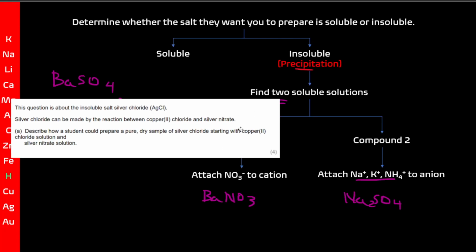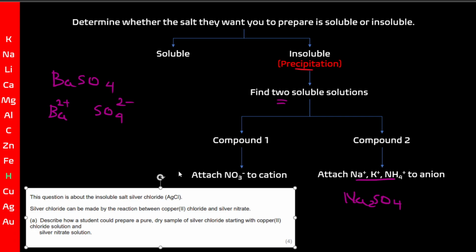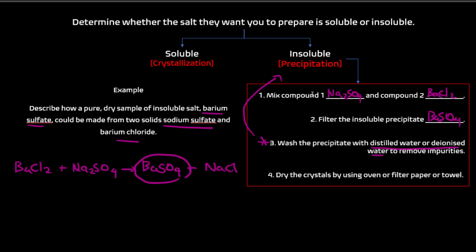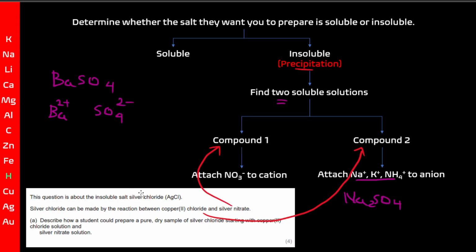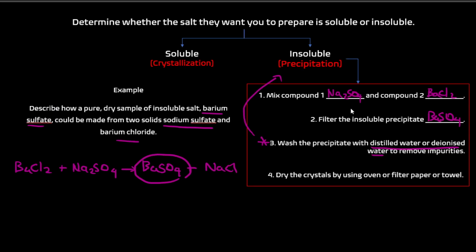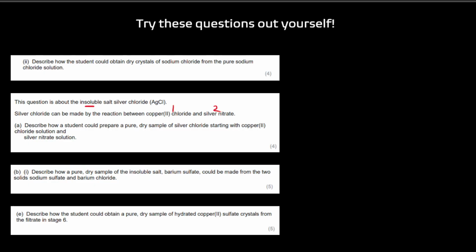In this question, they already told you what your compound 1 and compound 2 are going to be. Compound 1 would be your copper(II) chloride and compound 2 would be your silver nitrate. When they ask you to describe how, you can simply write down the following procedures. Mix copper(II) chloride and silver nitrate. Filter the insoluble precipitate, which is silver chloride. And that's all. Very simple.